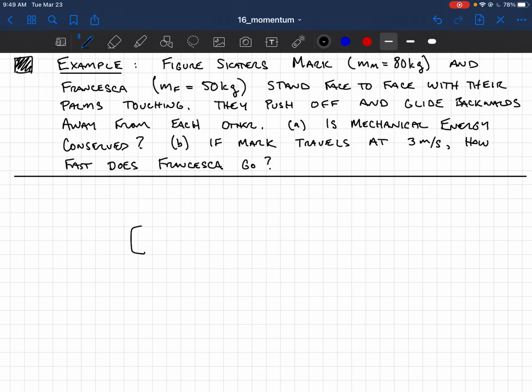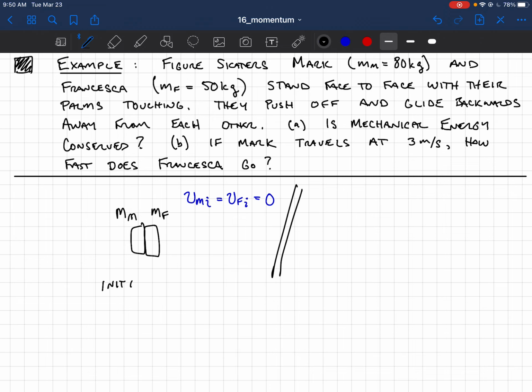So let's just draw these figure skaters as boxes. So we have Mark and Francesca. They're initially touching each other, and their initial velocity is equal to 0. So let's actually say V Mark initial and V Francesca initial are equal to 0.